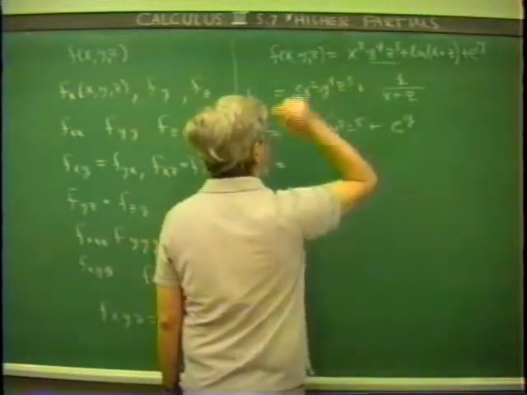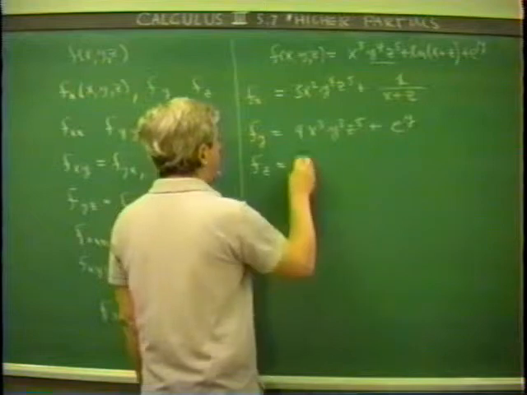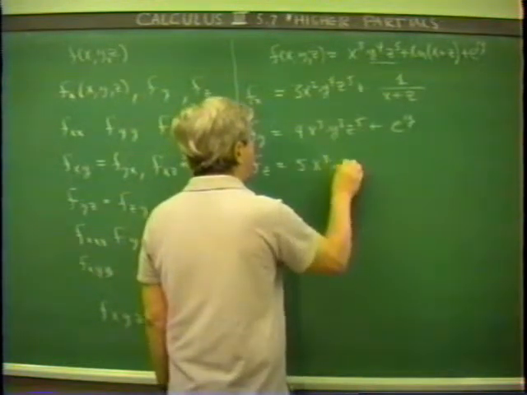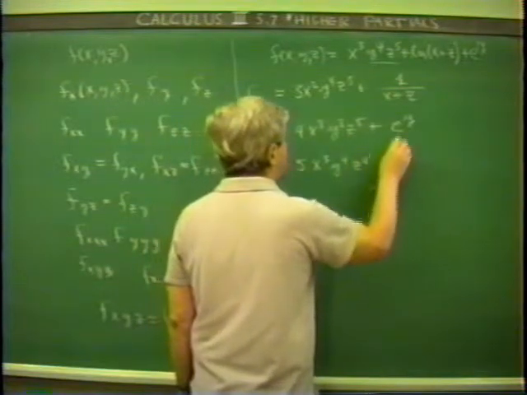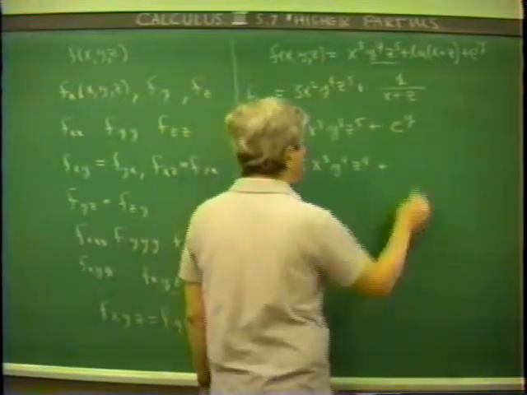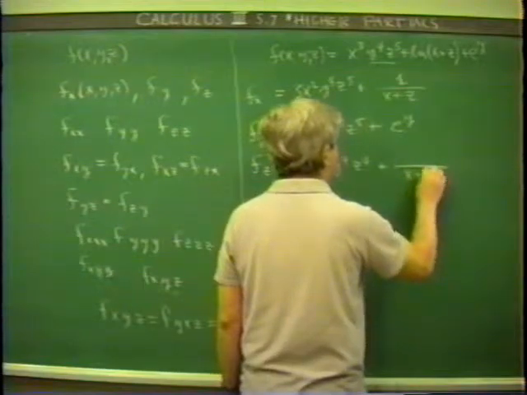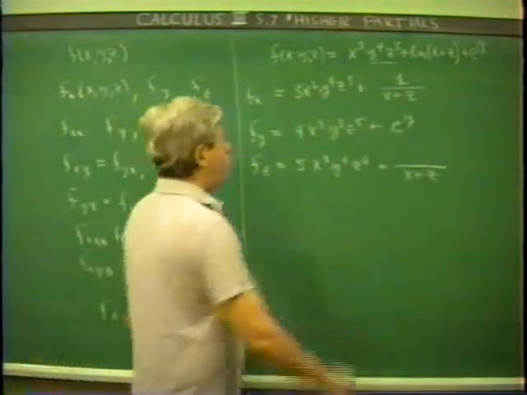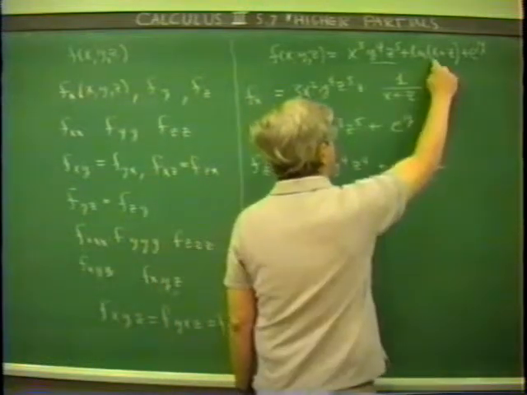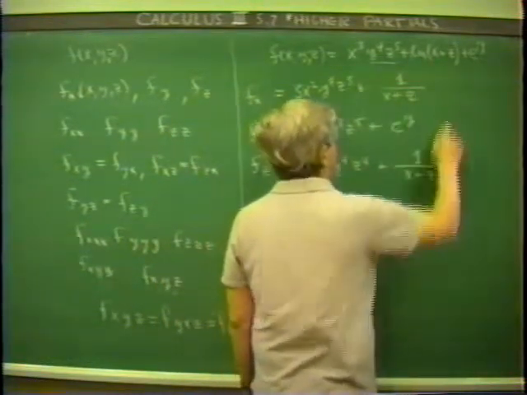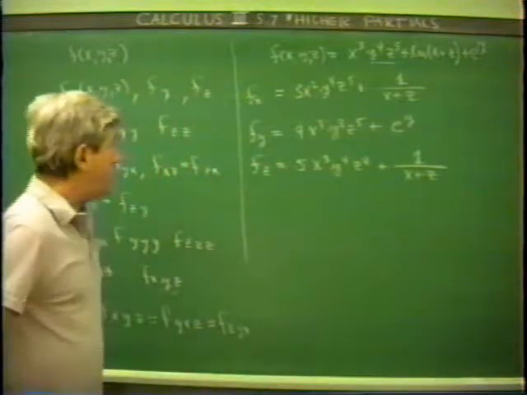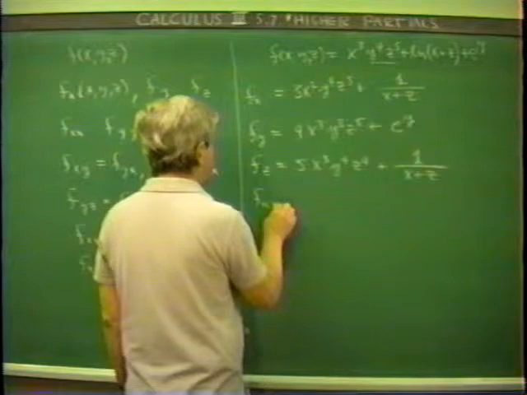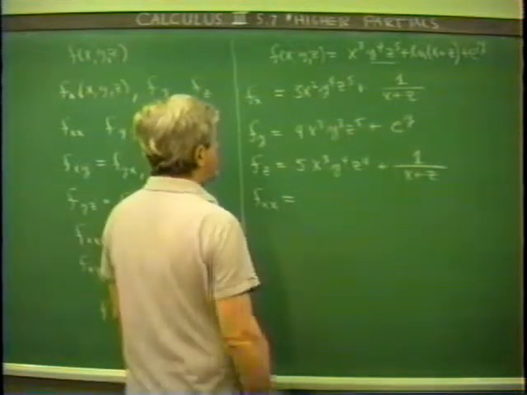Partial with respect to z. Treating x and y as constants, differentiating with respect to z, we get 5x cubed y to the fourth z to the fourth, plus, this has a z in it, so it's going to be 1 over x plus z times the derivative of x plus z, which is 1. With respect to z, the derivative of x is 0, the derivative of z is 1. The partial derivative of e to the y with respect to z is 0.